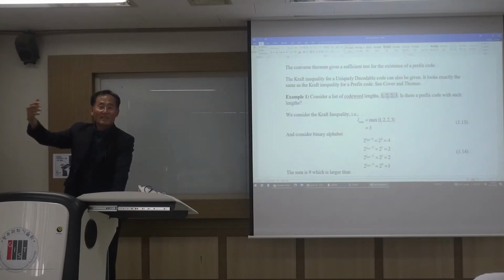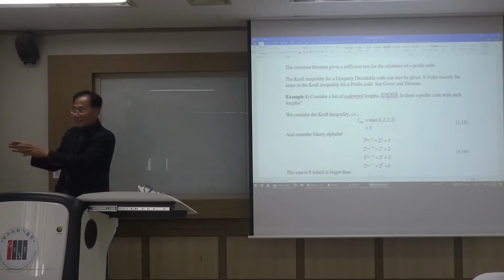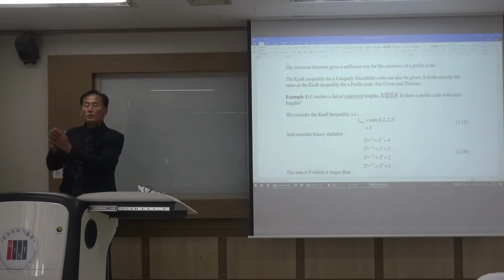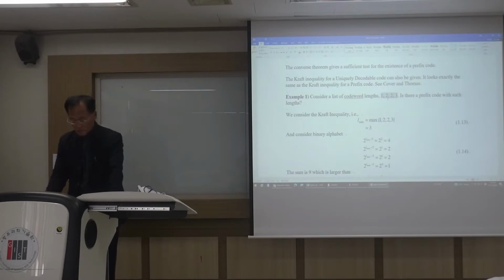We know there exists a prefix code. But in order to find it, we have to use the tree and then be careful not to include prefix code in it, right? You have to choose only prefix-free words as a code word. So that's what we have to do, all right?